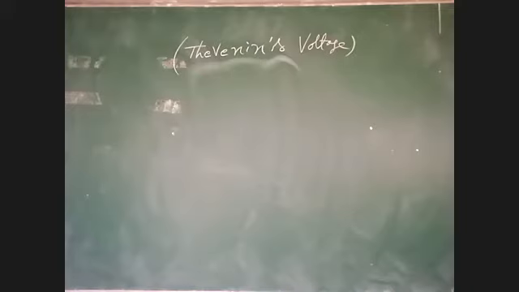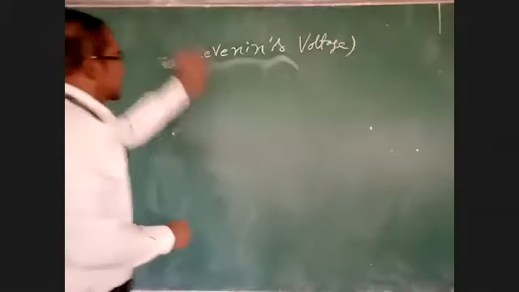See the statement once again, I am telling. Any linear bilateral network can be converted into a single equivalent voltage source, brackets Thevenin's voltage, in series with a single equivalent resistance, in brackets Thevenin resistance. That is the statement. That means any network can be converted into a single voltage source and resistance. Now I'll take an example and I'll explain this statement.